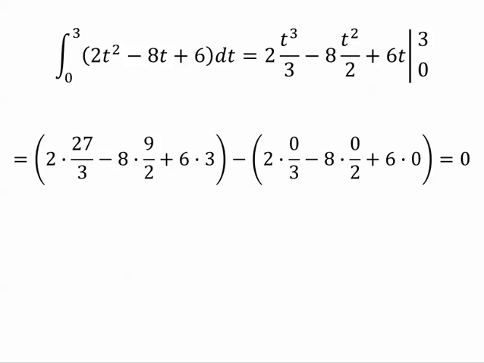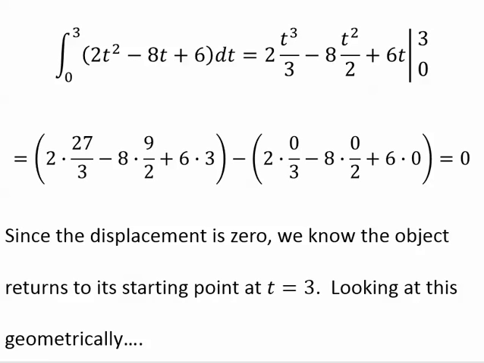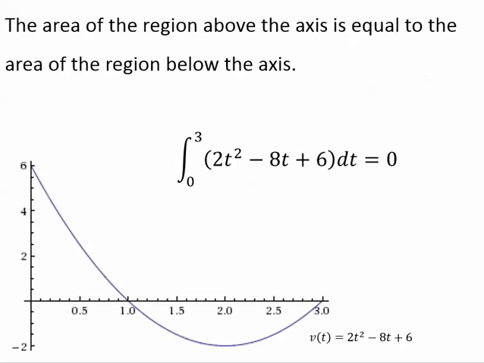Our function given is a velocity function, and we're going from 0 to 3. We got a displacement of 0. A displacement of 0 tells us that the object returns to its starting point at t equals 3. So this was a round trip. Looking at this geometrically, the area of the region above the t-axis is equal to the area of the region below the t-axis.